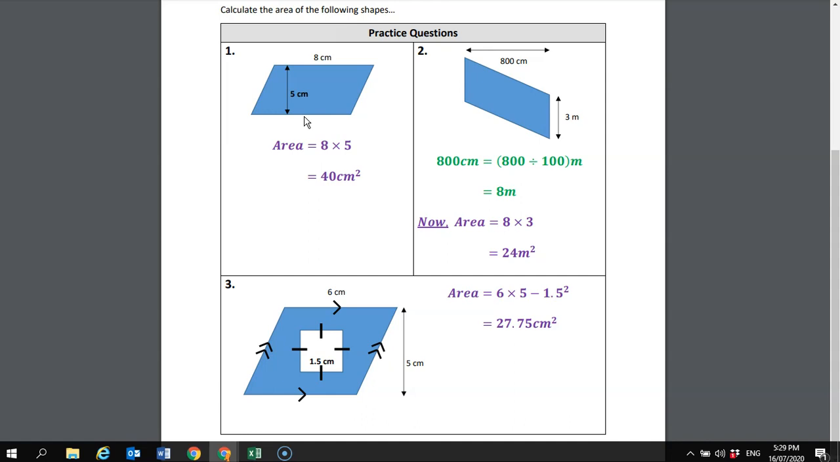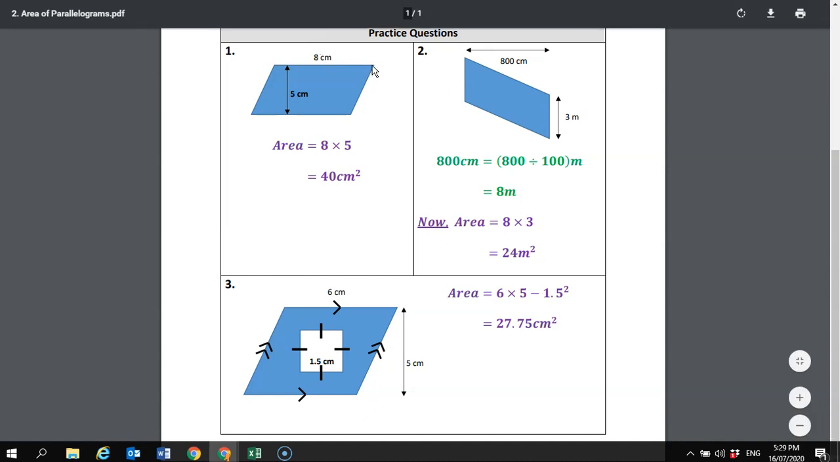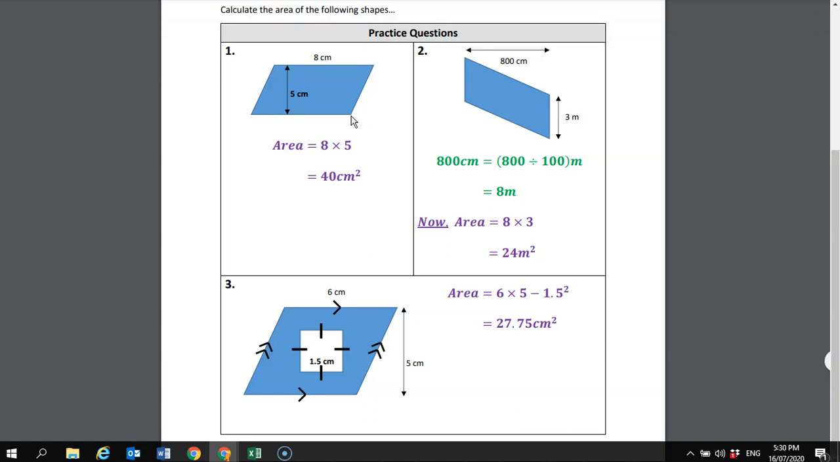So here we go. Question 1. Here we have, I'm going to say this word a million times, parallelogram. Feel free to laugh at me on YouTube. Here we have a parallelogram. I know that 8 centimeters is on the top, but we know that if that's 8 centimeters, this here must be 8 centimeters as well. So it has a base of 8 centimeters and it has a height of 5 centimeters.